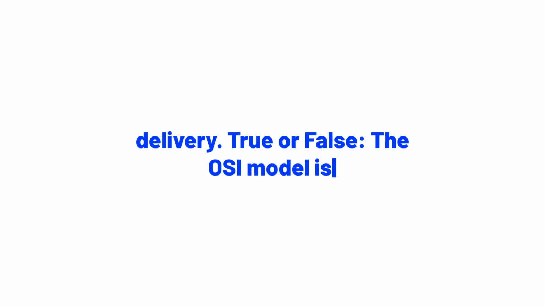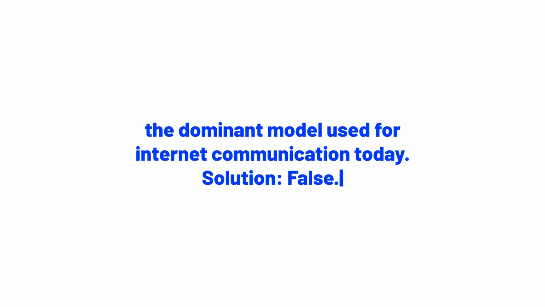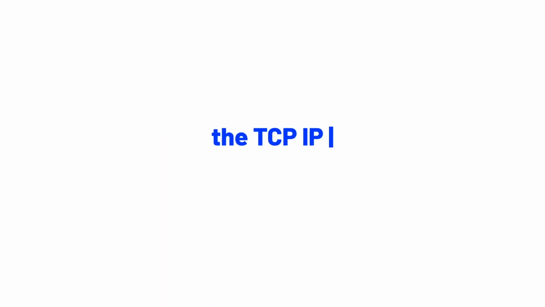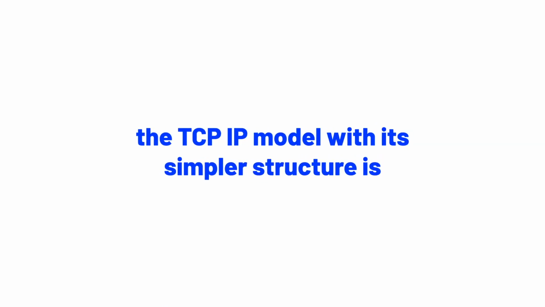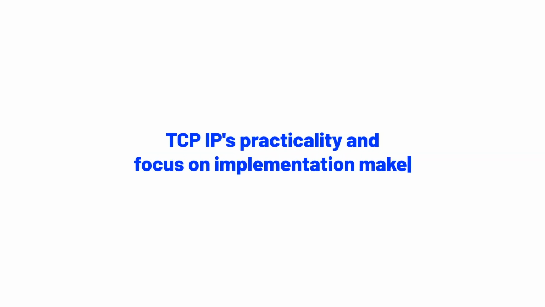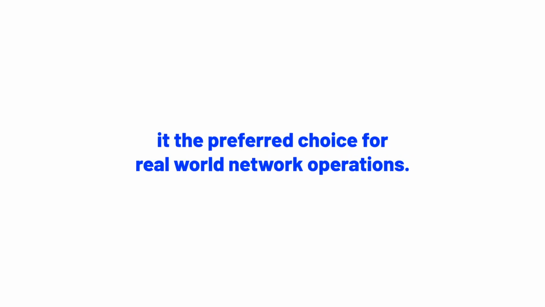True or false? The OSI model is the dominant model used for Internet communication today. Solution: false. While the OSI model provides a valuable conceptual framework, the TCP/IP model with its simpler structure is the dominant model used for Internet communication today. TCP/IP's practicality and focus on implementation make it the preferred choice for real-world network operations.